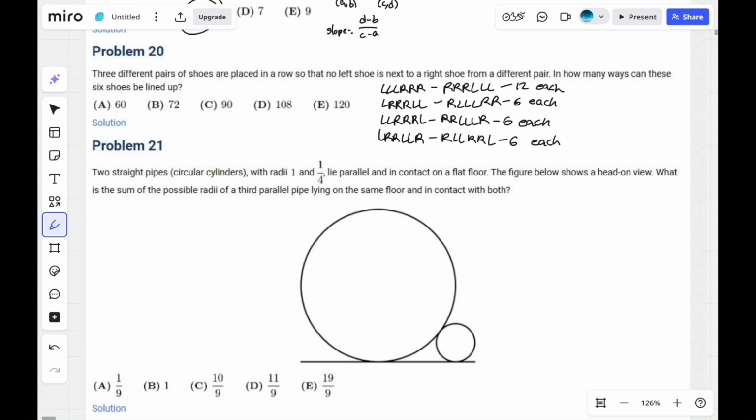So in total, this is 12 plus 6 plus 6 plus 6, which is 18, plus 12, which is 30. And then we're multiplying that by 2 because it's 12 each, 6 each, 6 each, and 6 each. So our final answer will be 30 times 2, which is 60, which is A.